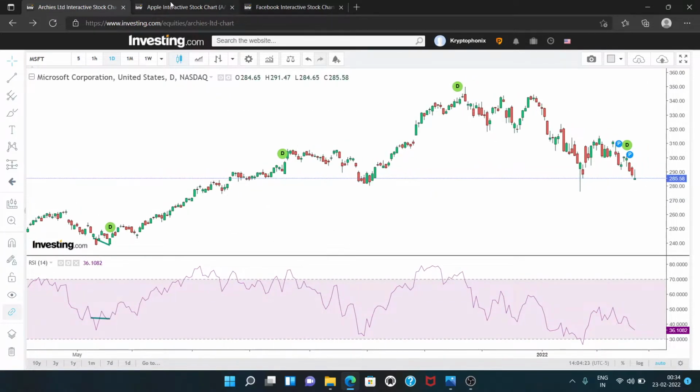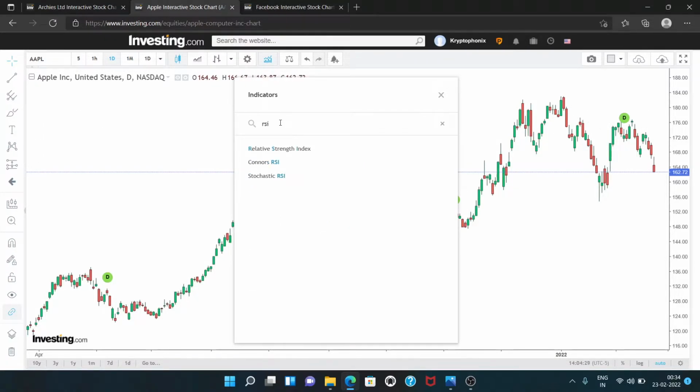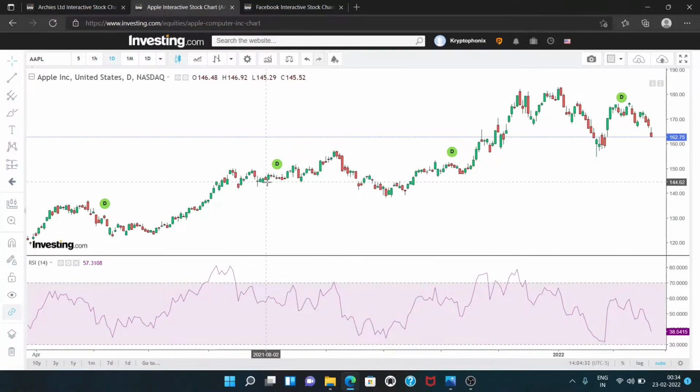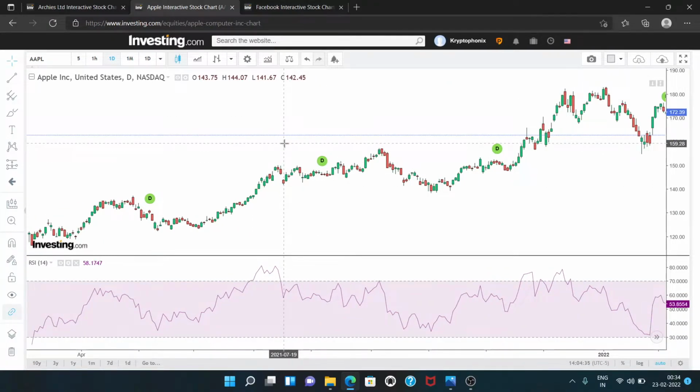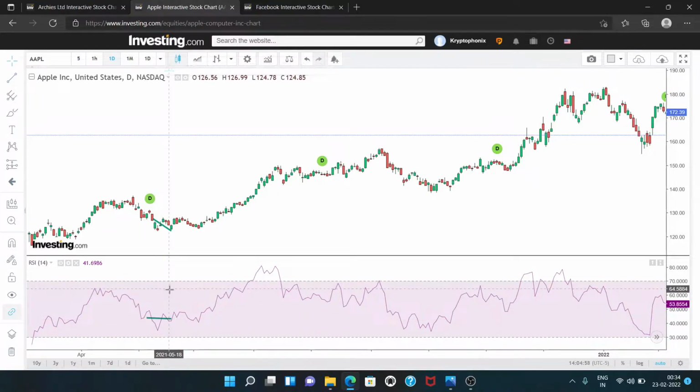Now, if we move to the other chart, which is of Apple, this is also a daily chart. If we insert the RSI indicator over here and try to find the disagreement points or the divergence points, let's look over here. From this point to this point, the stock price has decreased, but the RSI level has not decreased. From this point to this point, it has remained constant. As a result, the stock provided an up move.